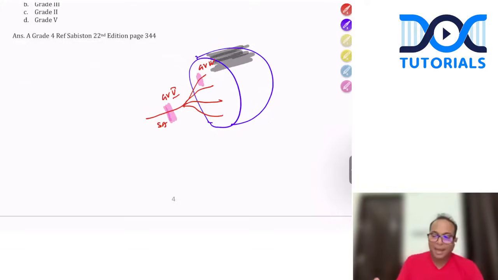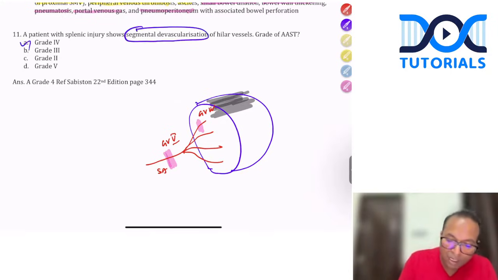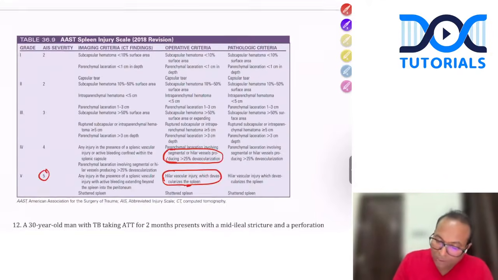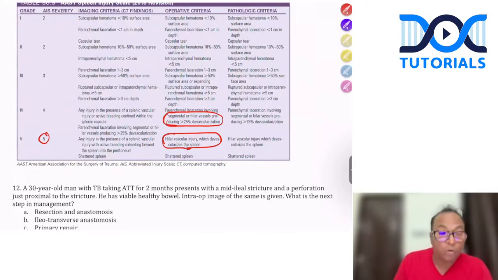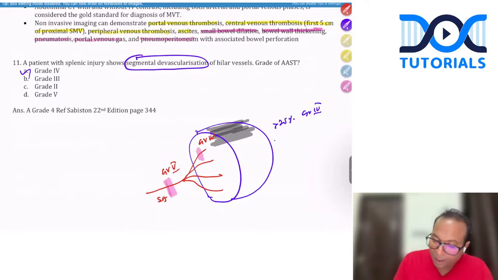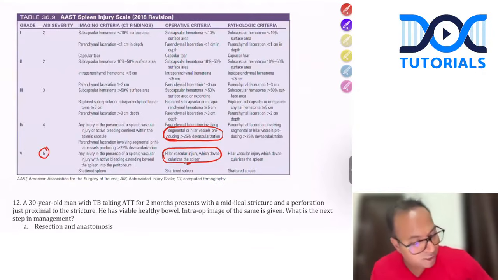It is probably due to branch vessel injury, segmental devascularization. So segmental devascularization comes under grade 4. More than 25% devascularization comes under grade 4, and grade 5 is a shattered spleen or completely devascularized spleen. That's the answer for this question.